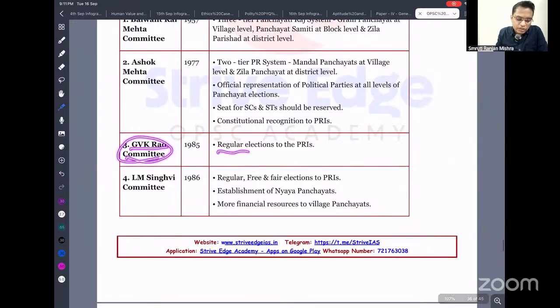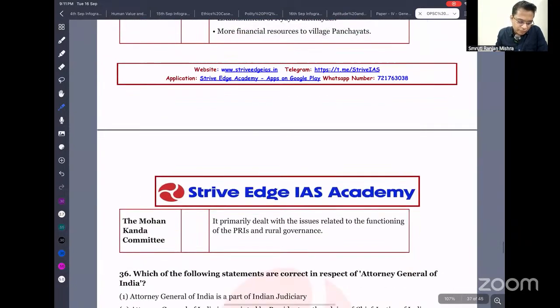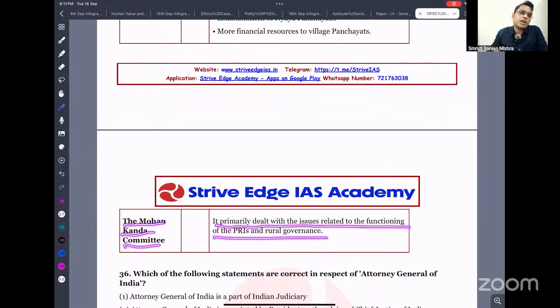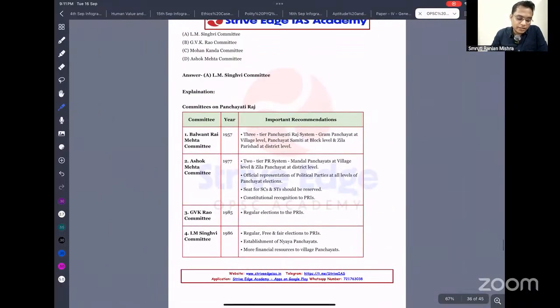They are talking about regular elections to the panchayat. The LM Singhvi committee talks about regular, free and fair elections, establishment of Nyaya Panchayat, and more financial resources to the panchayat. So these are the recommendations. The next is the Mohan Kanda committee. It primarily deals with issues related to the functioning of PRI and rural governance. Okay. So these are the detailed provisions. So the answer is LM Singhvi.